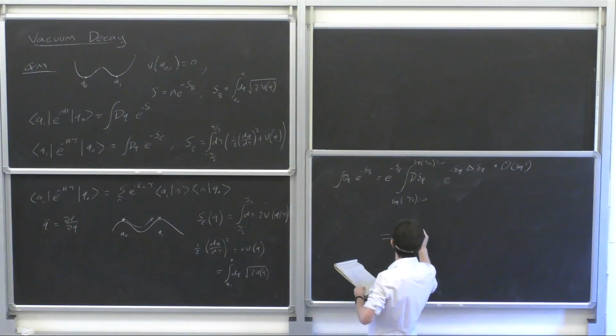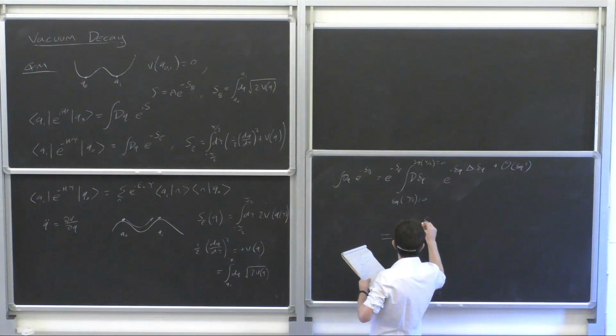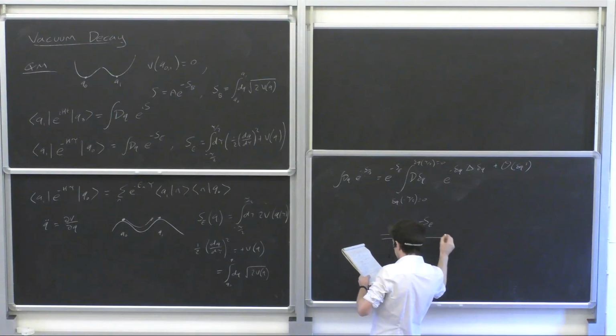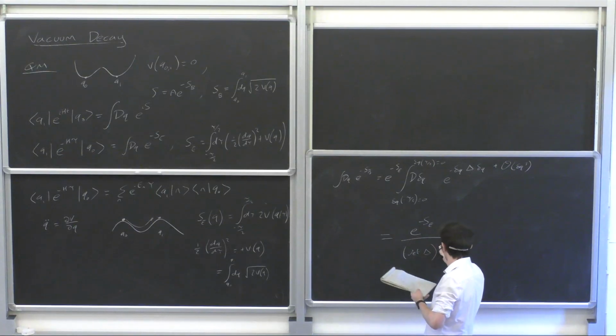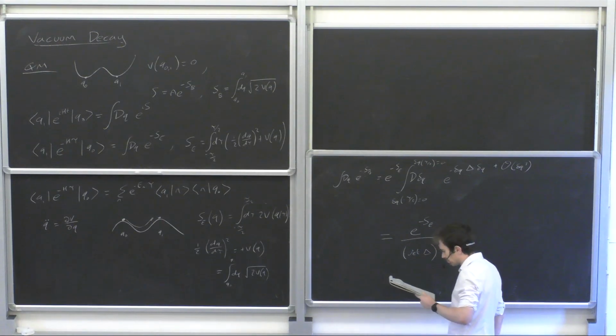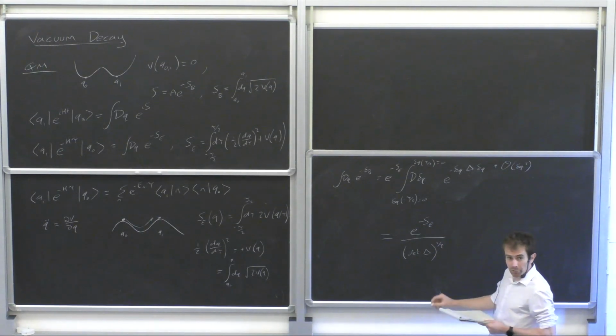Now what you would naturally write down here is that this is just equal to e to the minus the action on the classical path, over the determinant of this operator delta to the power of half. But there are two subtleties here.